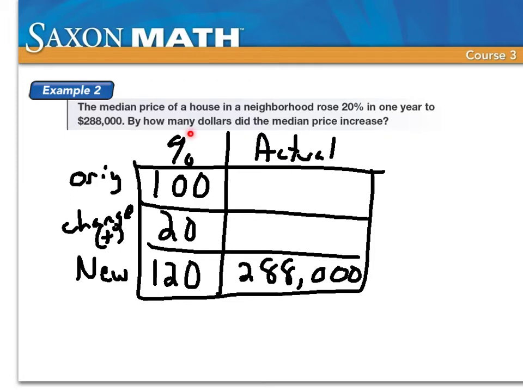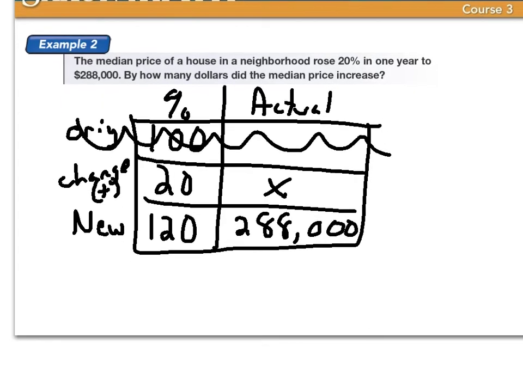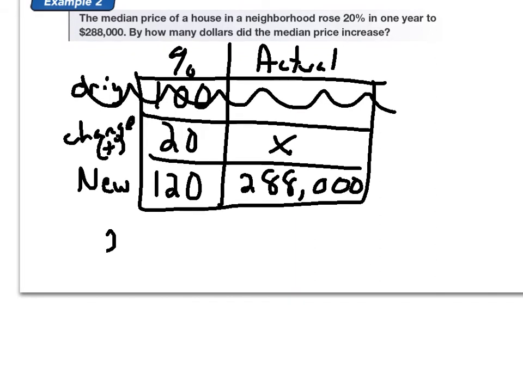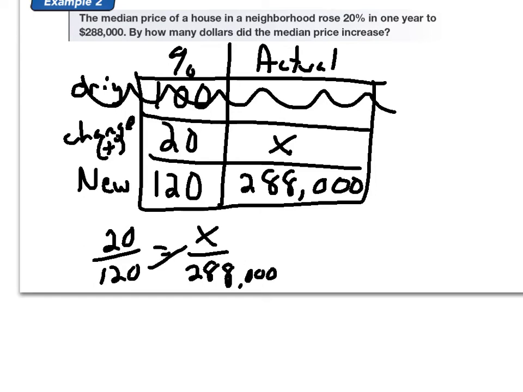And it says, by how many dollars did it increase? So we're trying to find not the original, but the change. We want to know how much it went up. In this case I'm not worried about how much it was originally. I'm worried about how much the price went up. And we're going to set up a proportion. We have 20 over 120 equals x over 288,000. We're going to do cross products and get 120 times x equals 288 times 20.